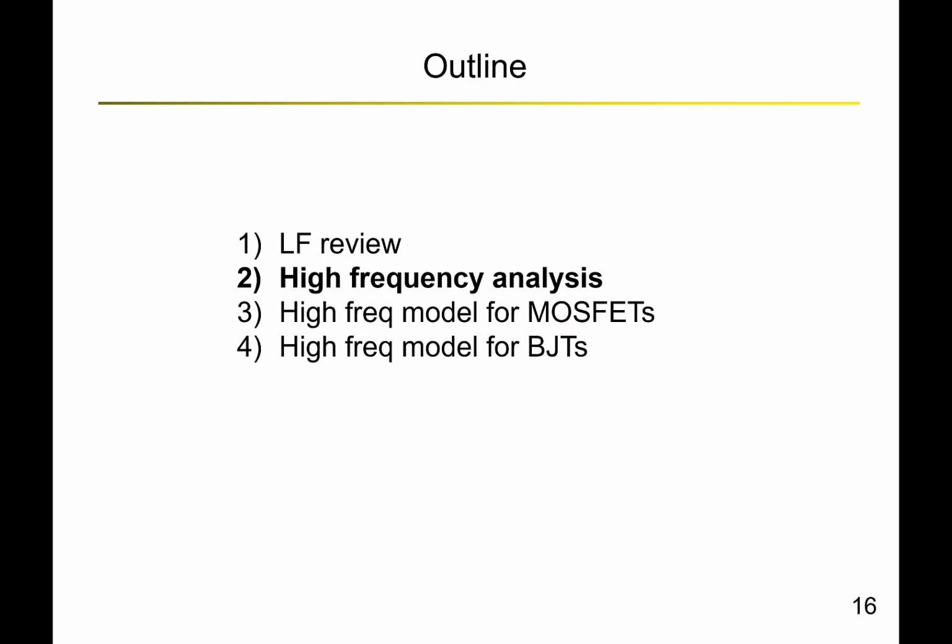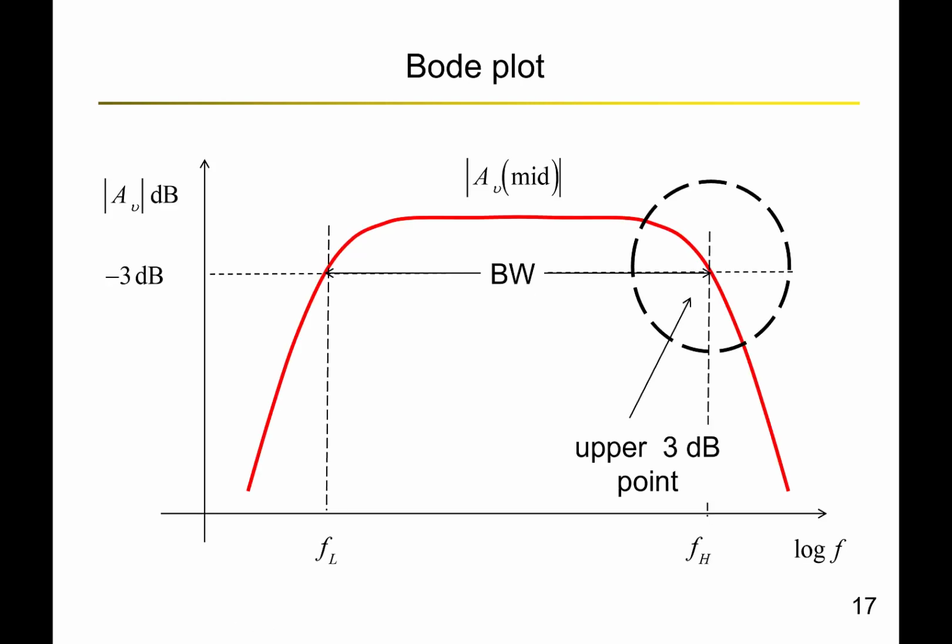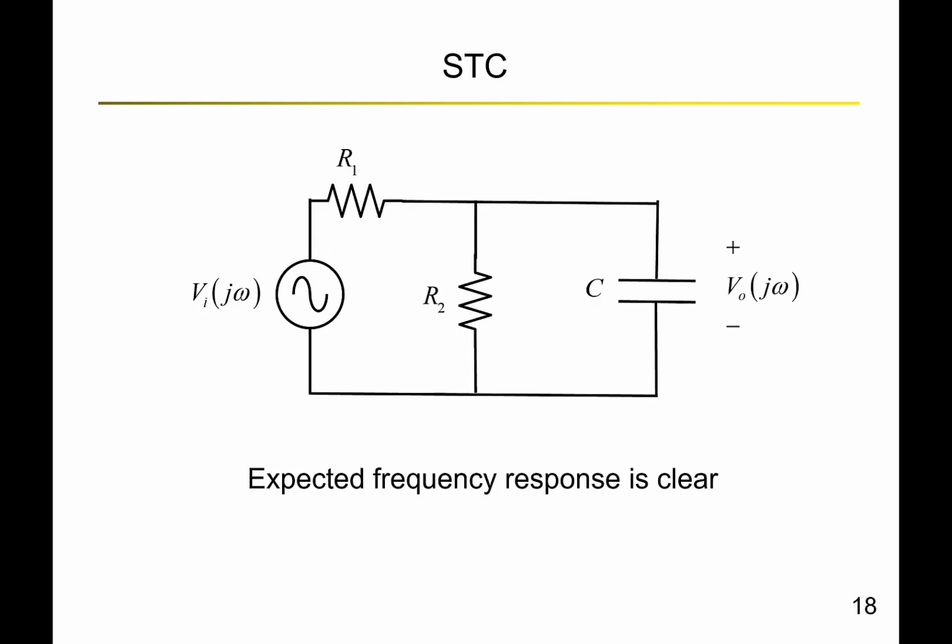So we'll start with the high frequency analysis. Remember, in last class we had focused on how to calculate the low frequency corner. This class, the goal is to focus on how to calculate the high frequency corner or the upper 3 dB point for an amplifier. Remember, this is also known as the FH or F high point. Again, we go back to our single time constant concept.